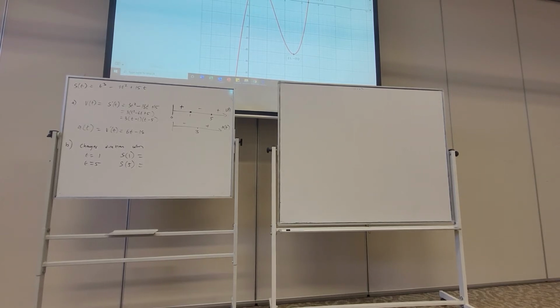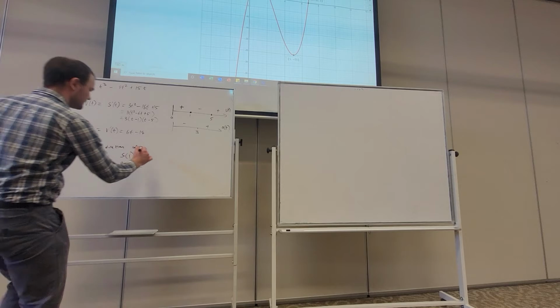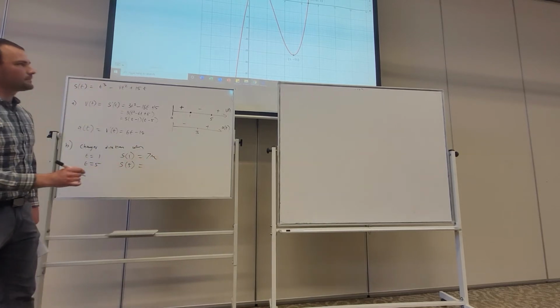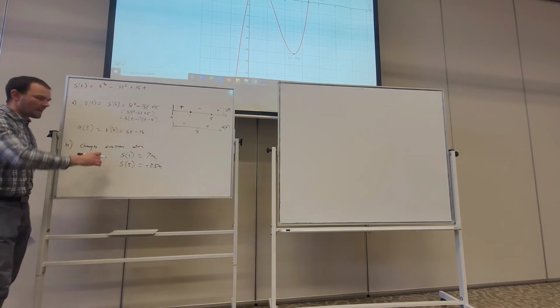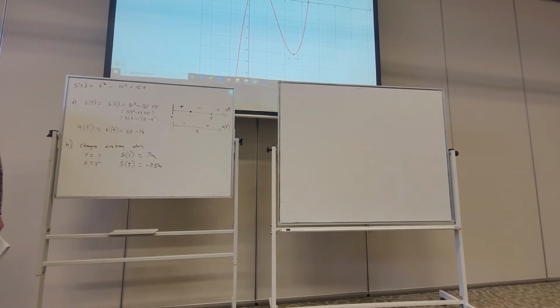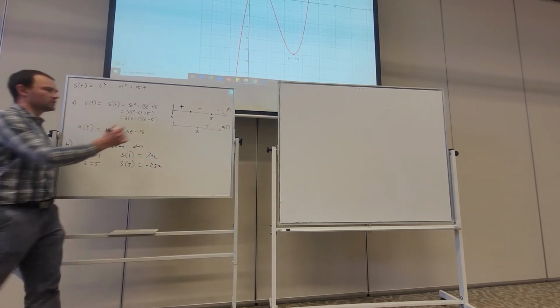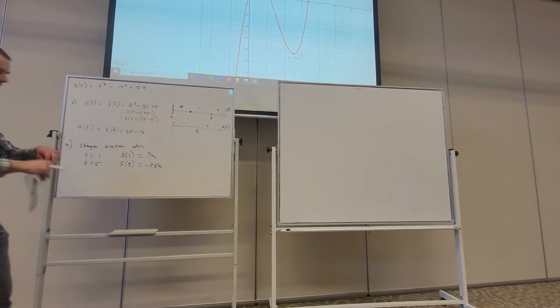When time is 1, the displacement is 7 meters, and when time is 5, the displacement is minus 25 meters. So we have the time and position when it changes direction. It changes direction when the velocity changes from positive to negative.